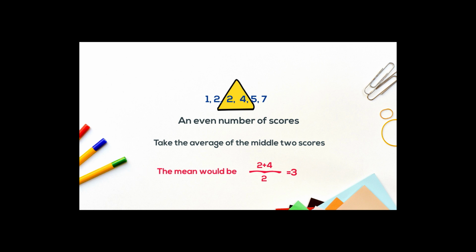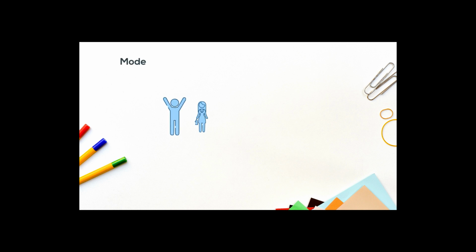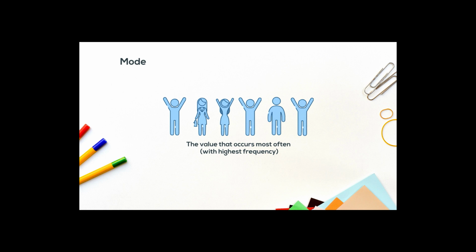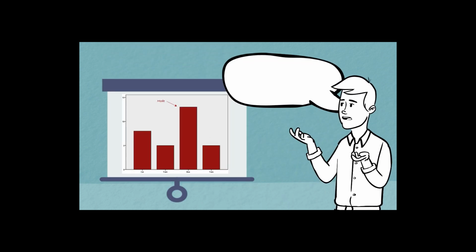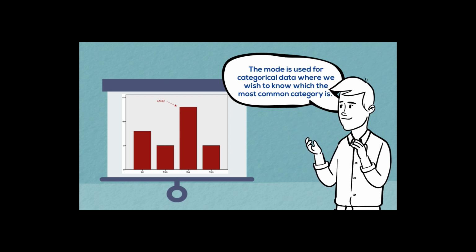The last way to measure central tendency is the mode, which is the most frequently occurring number or score. Mode can also be used for categorical data, where we want to know which category occurs most, or is the most common.